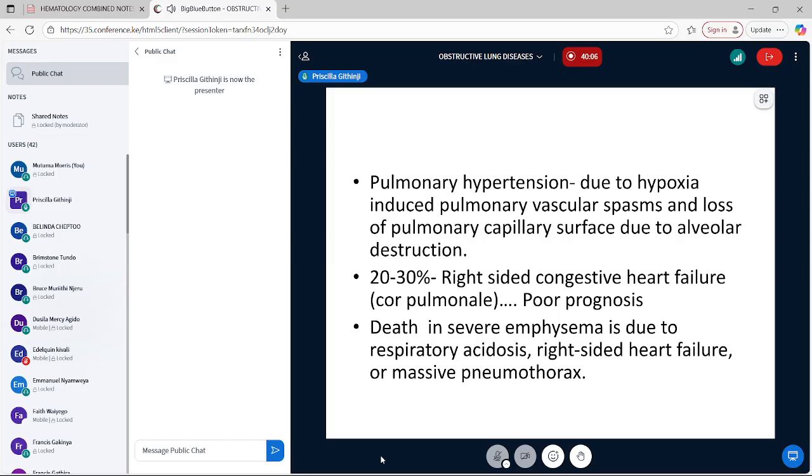In severe emphysema, patients might die, and death is due to the respiratory acidosis, the right-sided heart failure, or they can develop a massive pneumothorax. Of course, when you have air in the pleural cavity, that space for your lungs to expand and contract is compromised, and this can lead to death.